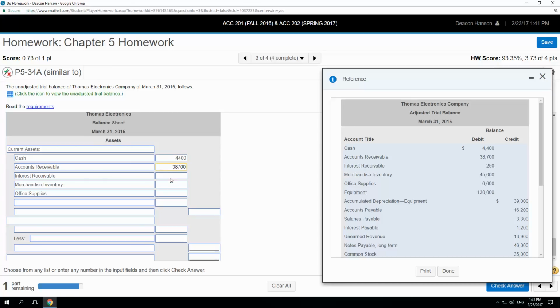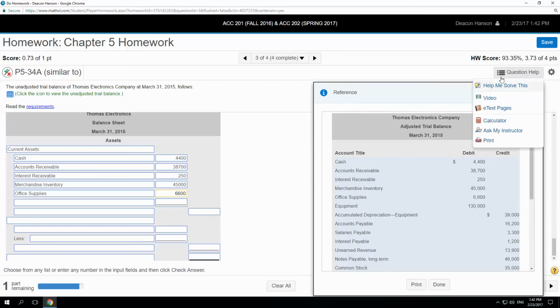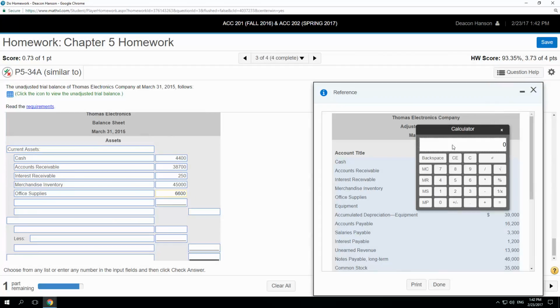So this is called a classified balance sheet because you have classes of things, right? We have current assets as one class. Property, plant, and equipment would be another class. It's not just listing all of the assets and all of the liabilities. We're categorizing them. And then we can add those up to get our total current assets.